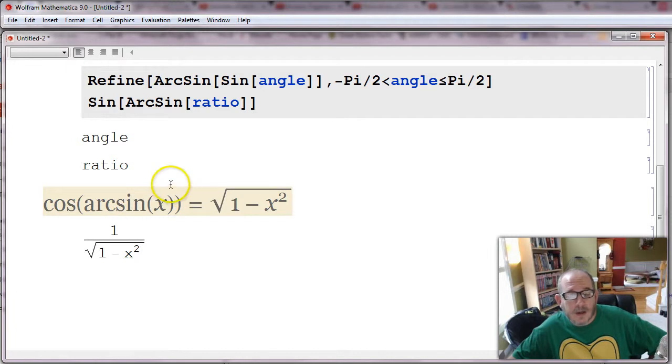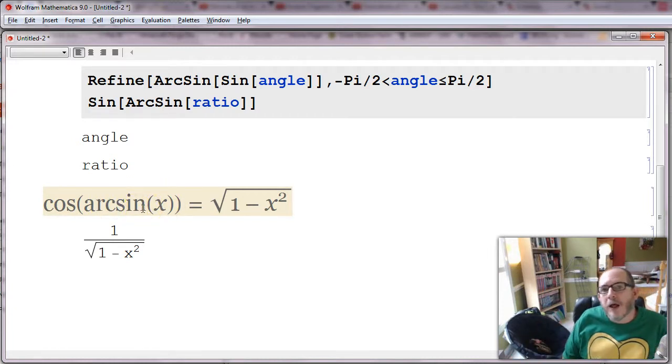Now what about cosecant? What about secant? Well, 1 over cosine. So if I put 1 over this, I would have the same thing as secant of arc sine of x, which would be 1 over this. If I looked at sine of arc sine of x over cosine of arc sine of x, that would be tangent of arc sine of x, which would be what? X over this.